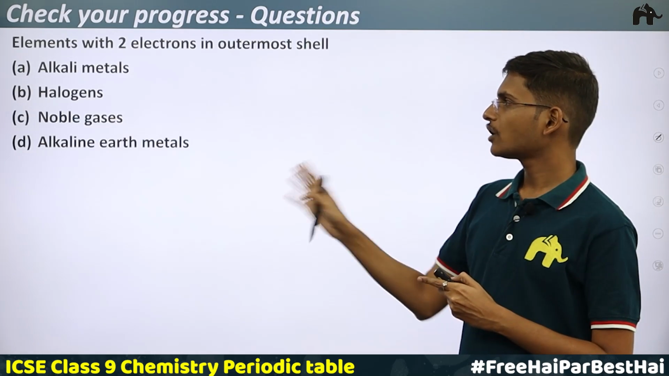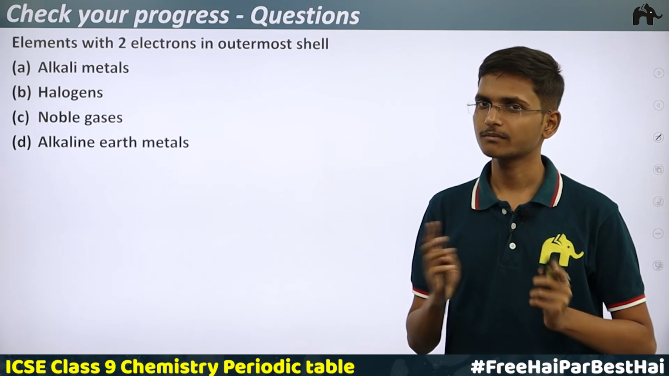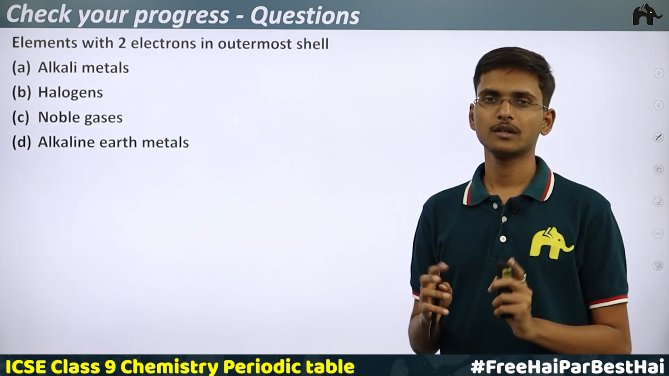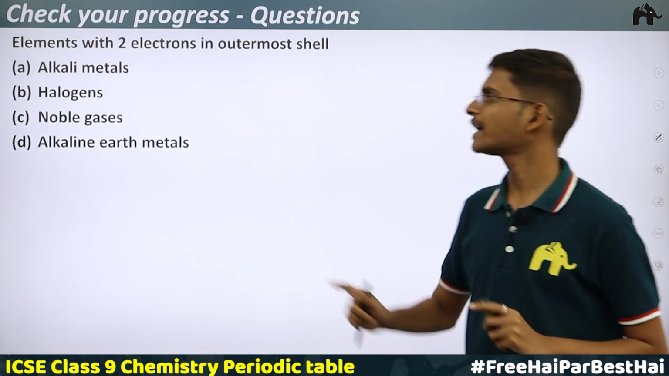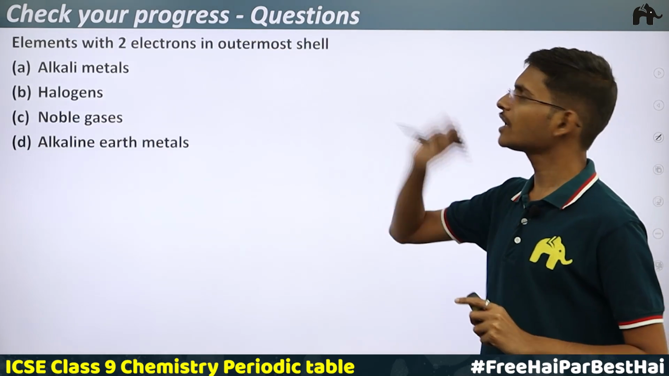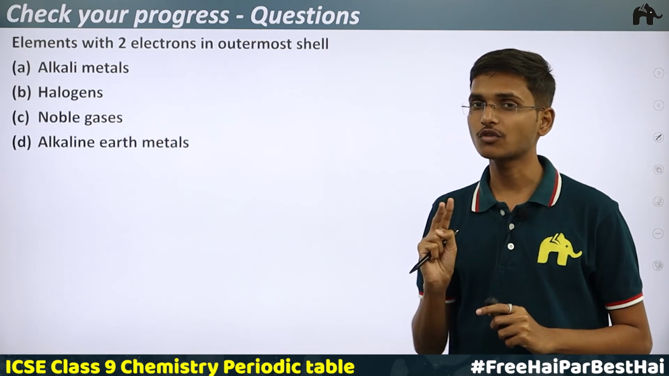I will now show all the options and then you try it on your own by pausing the video. Fine. I hope you have tried on your own. Let's see the answer then. Elements with 2 electrons in the outermost shell.